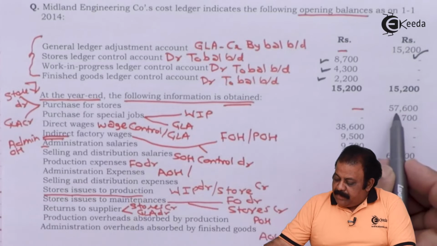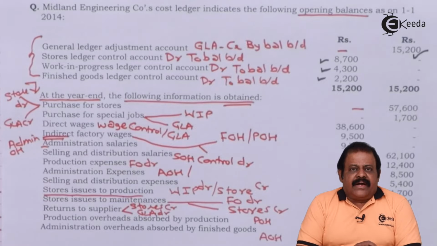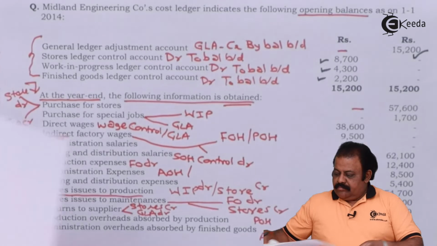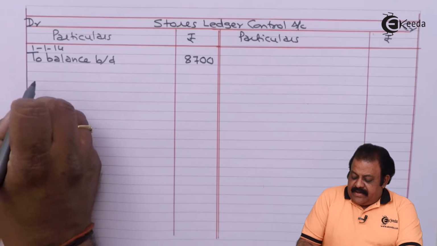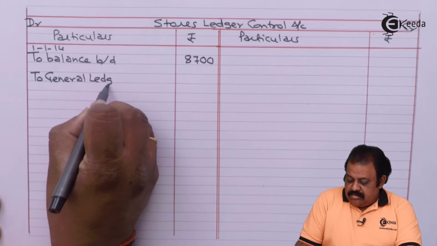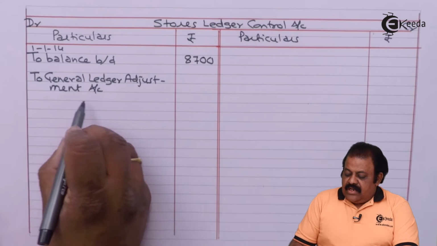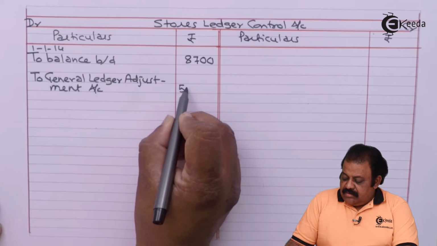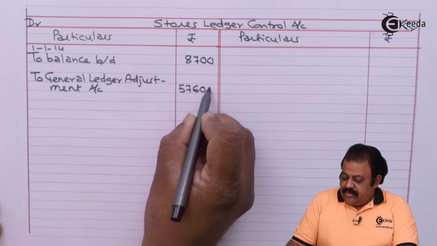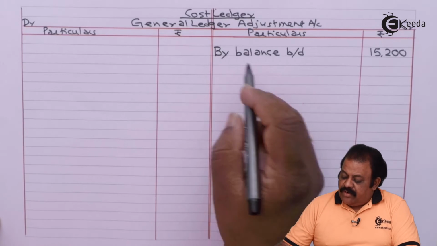At the year end, the following information is obtained. Purchase of stores 57,600. This store purchase, material purchase will be recorded at two places. First, stores account debit and general ledger adjustment account credit. Store ledger control account debit to general ledger adjustment account 57,600. Same thing will be recorded to the credit of GLA 57,600.